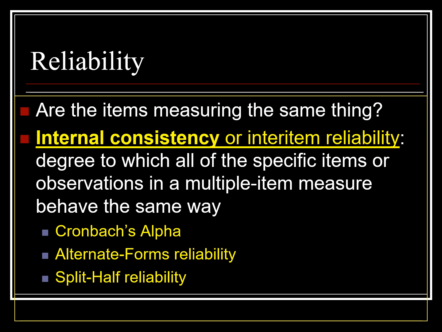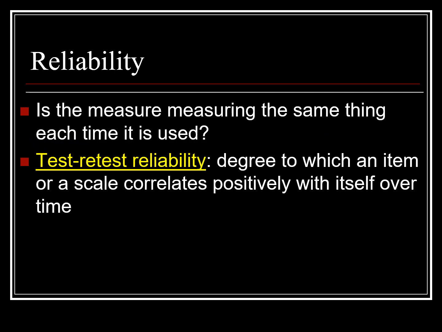Another way we can do this is split half reliability or even random reliability. So everyone is given the same test, but then we look to see, is there a high correlation between the first half of the test and the second half of the test, the odd questions versus the even questions, or randomly 20 questions versus the other 20 questions. Again, if we find high consistency, we're getting reliability at that point. So reliability is the measure measuring the same thing each time it's used.